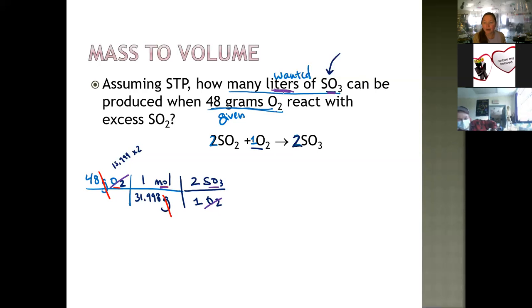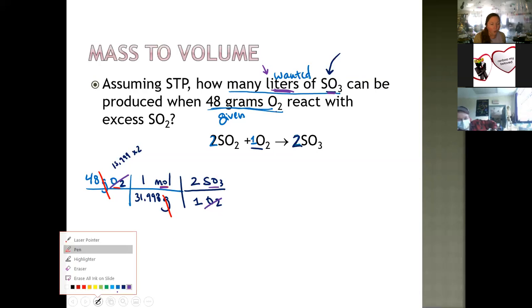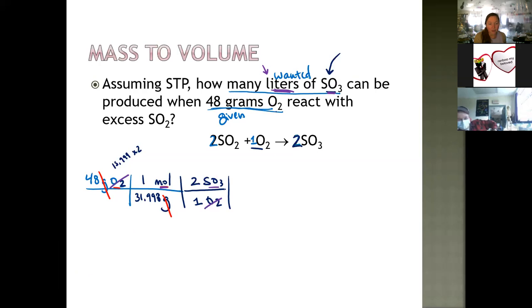Nope. What do we need to turn our moles into now? Now we can turn our moles into liters. So, one more chunk of railroad track. I have moles on top. I want it to go away. I'm going to put moles on the bottom. I want to turn my moles into liters. Put liters on the top. What do we know about moles and liters? At STP, 22.4 liters in 1 mole.